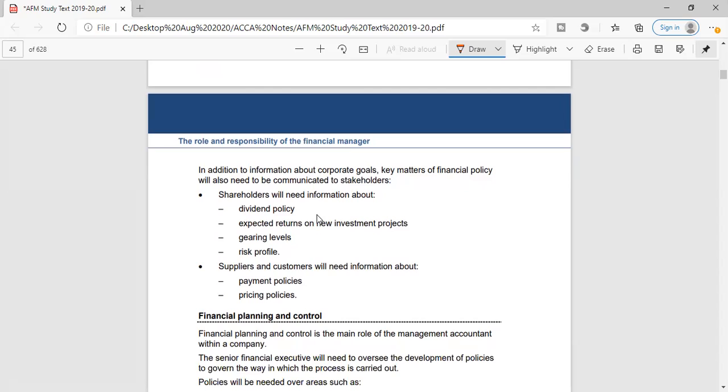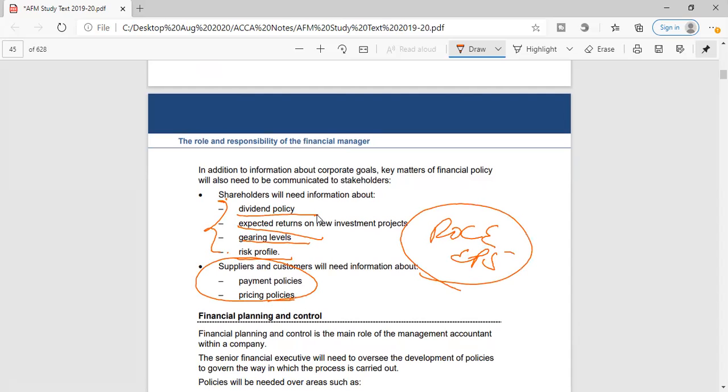Suppliers and customers will need information about payment policies. Shareholders will need information about your financial health, gearing levels, risk profile, dividend policy, expected returns, ROCE, EPS. That is the information needed by shareholders. So you need to provide it to them and keep them satisfied. So these are the communication requirements with the stakeholders.